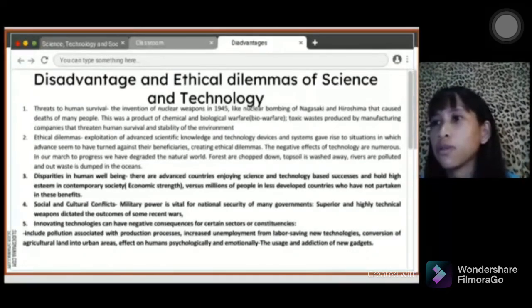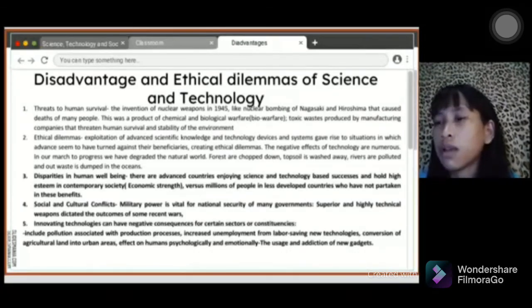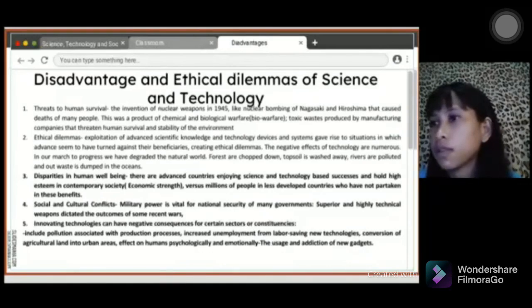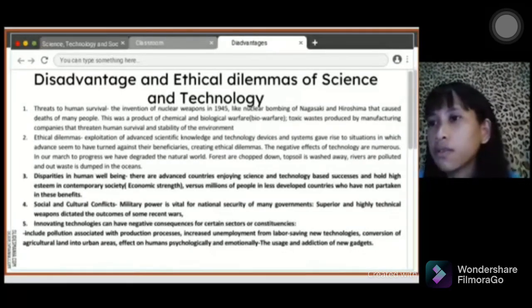Number 3, disparities in human well-being. There are advanced countries enjoying science and technology based success and holding high esteem in contemporary society, versus millions of people in less developed countries who have not enjoyed these benefits. Number 4, social and cultural conflicts.